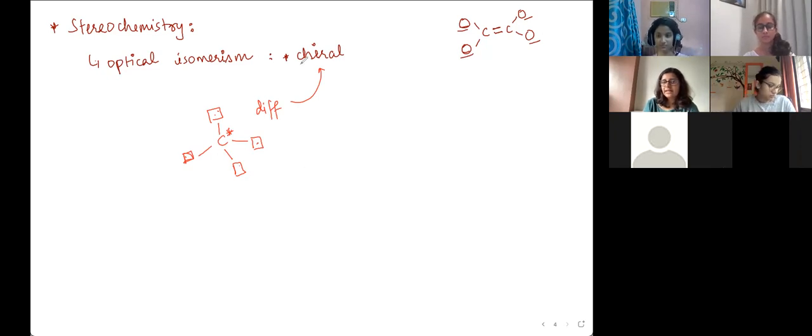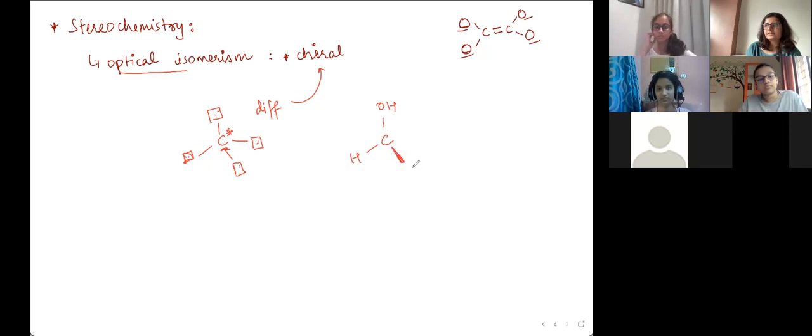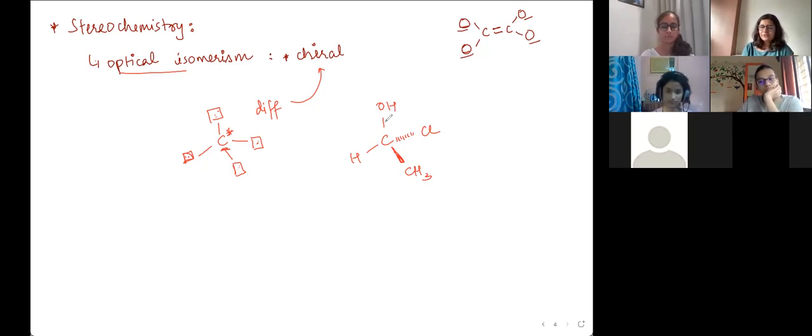So why is chirality important? It forms the basis for optical isomerism. So whenever you have chiral carbons, where all four sides are different, for example, OH over here, then hydrogen over here, then CH3 in the front, and Cl at the back, all four groups are different, right? So this ends up being a chiral carbon, and this sort of carbon can, in very simple terms, bend polarized light.